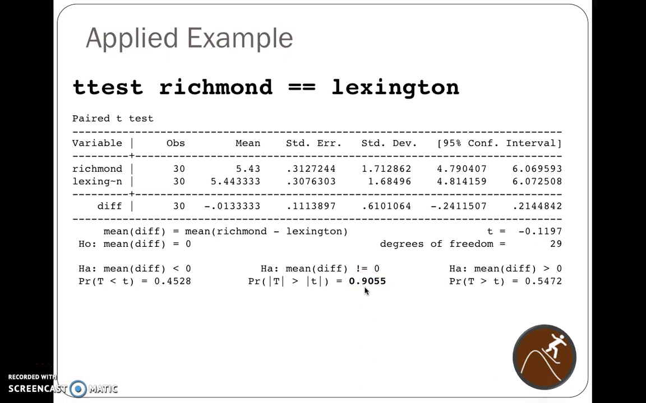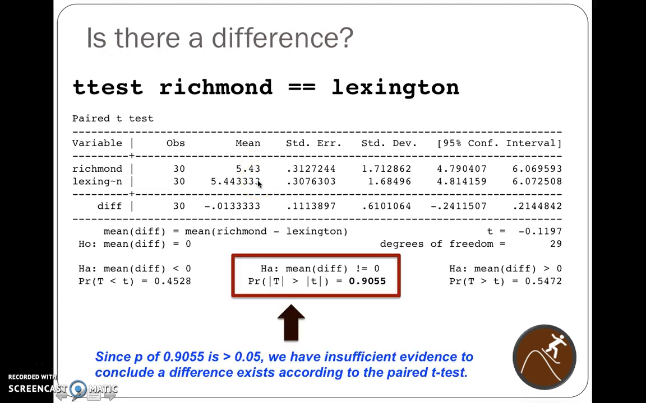And since 0.9055 is way higher than 0.05, we would then conclude that there's no statistically significant difference between the Richmond air monitor and the Lexington air monitor according to the paired t-test. So we have insufficient evidence to conclude a difference exists according to the paired t-test. So we can't use our alternate hypothesis that there is a difference. We have to assume the null hypothesis that there is no difference.